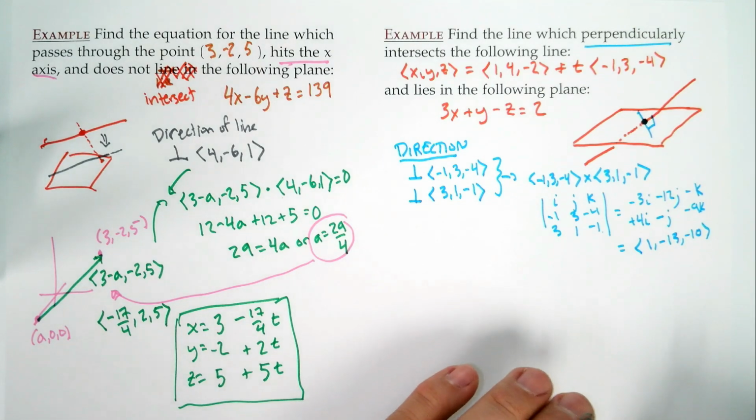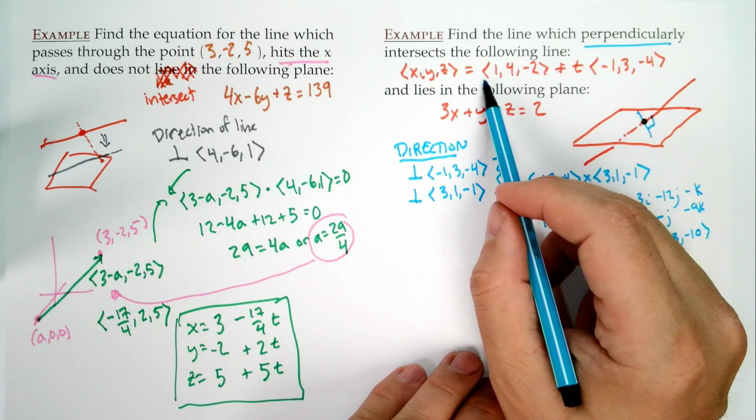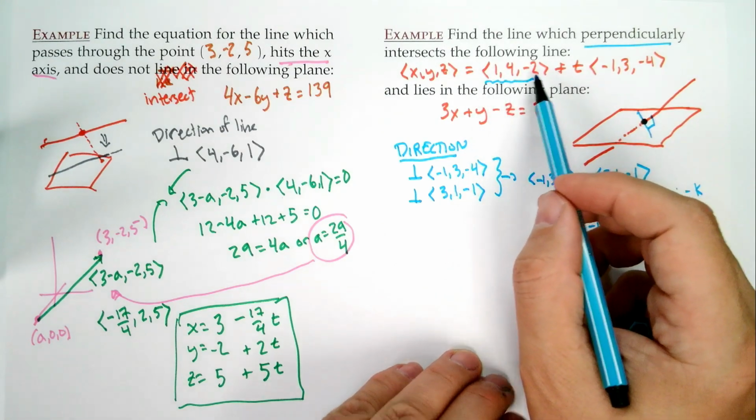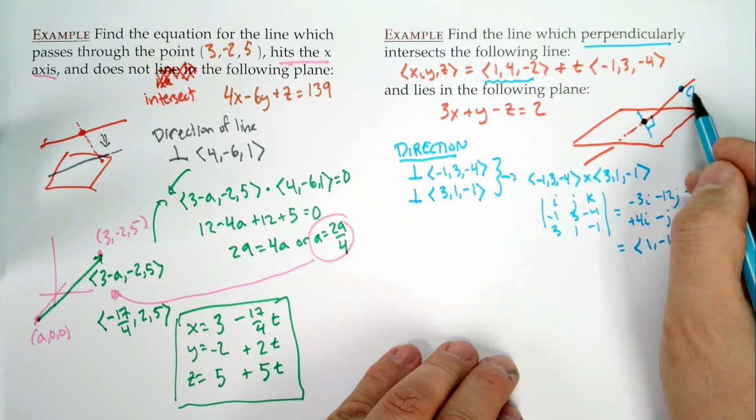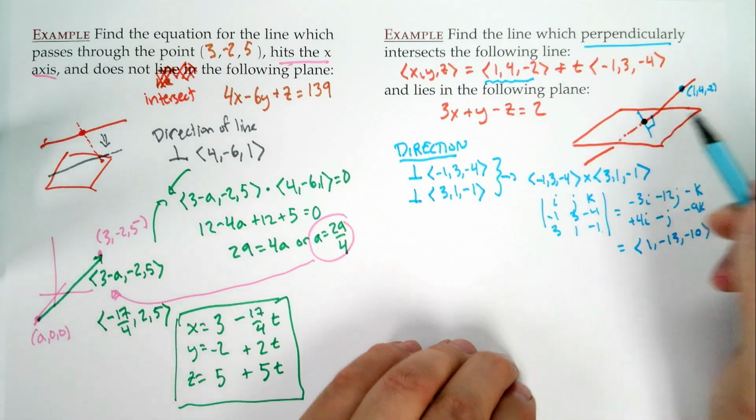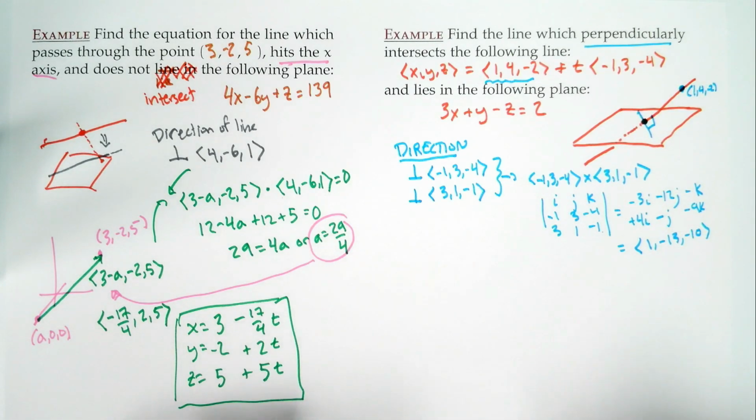Where's the point? You might say, hey, there's the point, right? 1, 4, negative 2. The problem is that some point on the original line, it could be over here. That's probably the point. And so that's not the right point. We need the point where the line hits the plane. So we think to ourselves, okay, well, what's true? Well, let's think about our line for a second here.